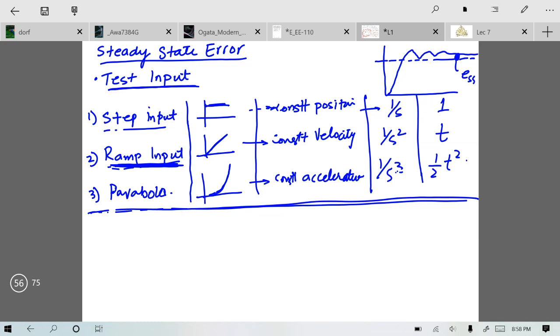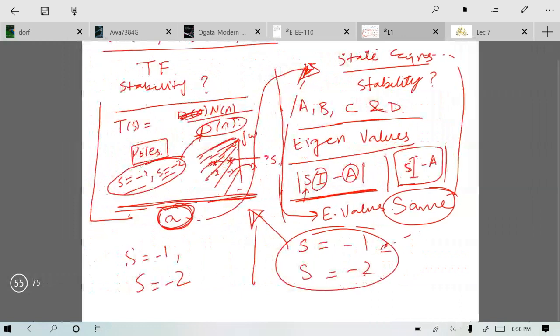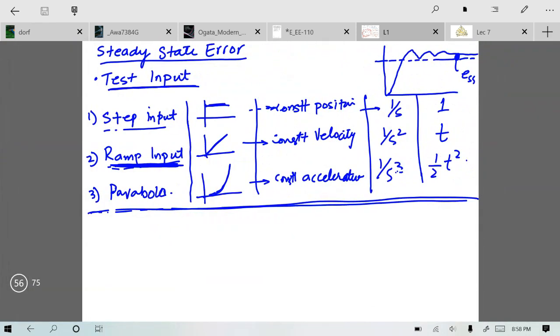Tracking a satellite is one of the examples where you have to use the correct test input. By the way, these three test inputs are all applicable to stable systems only. So first you have to establish that your system on which you are applying these test inputs is stable. And how will you check that those systems are stable? By one of these methods, either by transfer function or with the help of state equations.